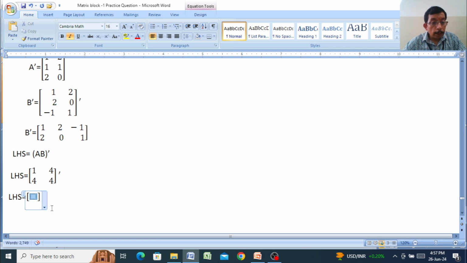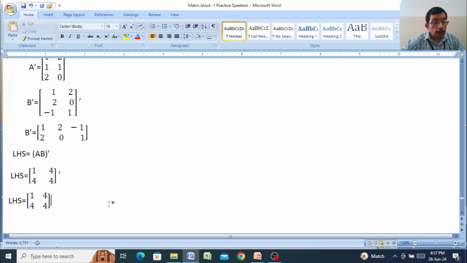First column element 1, 4, interchange in the first row: 1, 4. Second column element 4, 4, interchange in the second row: 4, 4. This is the LHS. Now we find the RHS in the next step.